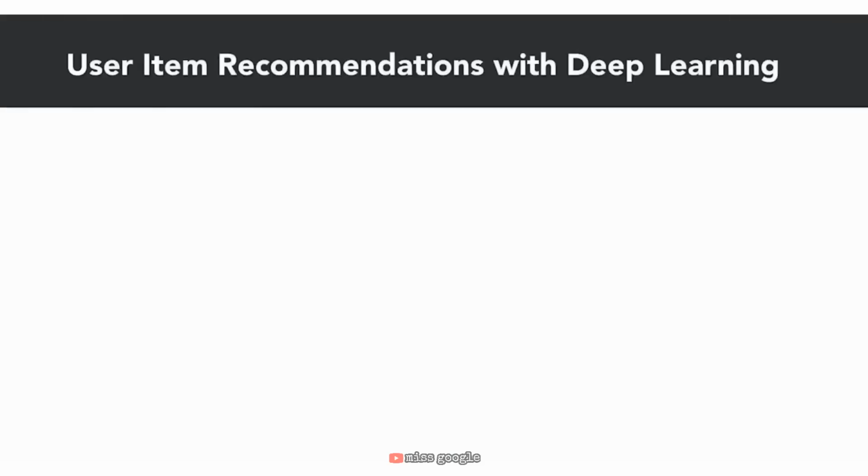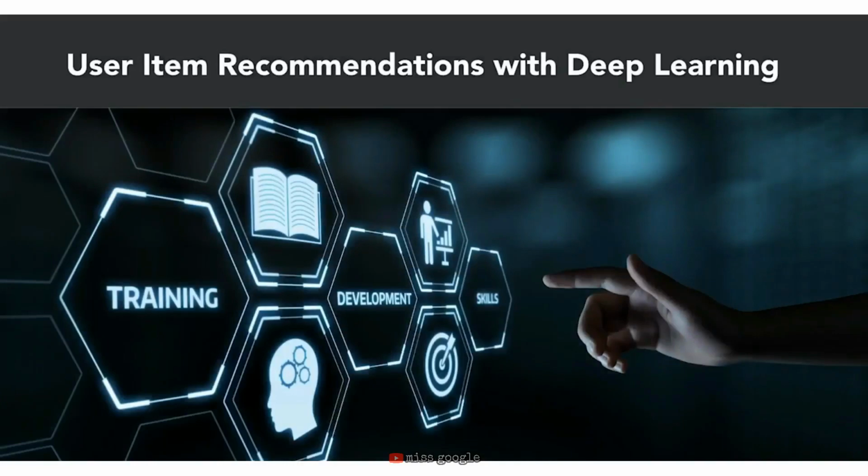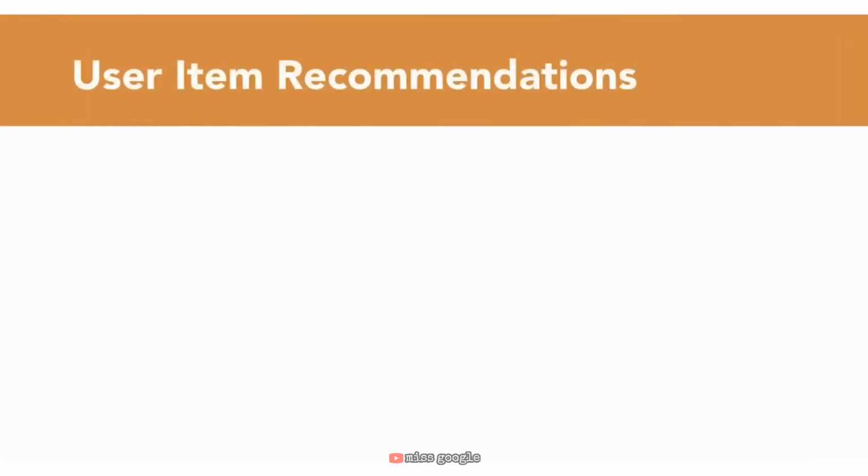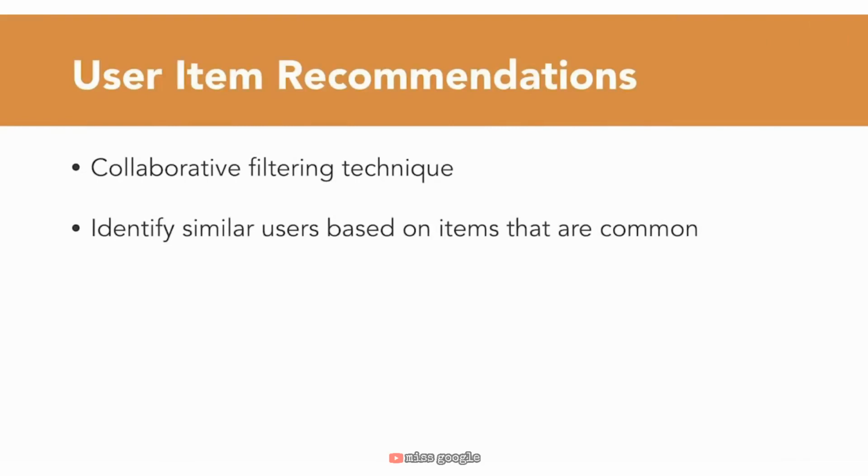In this video, let us explore how user item recommendation techniques can be used to recommend courses to employees. User item recommendations is a collaborative filtering technique used in machine learning. This technique first identifies users who are similar to each other based on the items they have in common. Then, for a given user, it recommends items that other similar users liked or bought. This technique is used in a number of e-commerce websites to generate product recommendations for users.